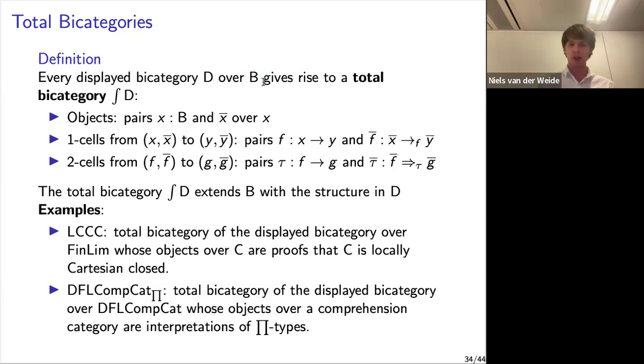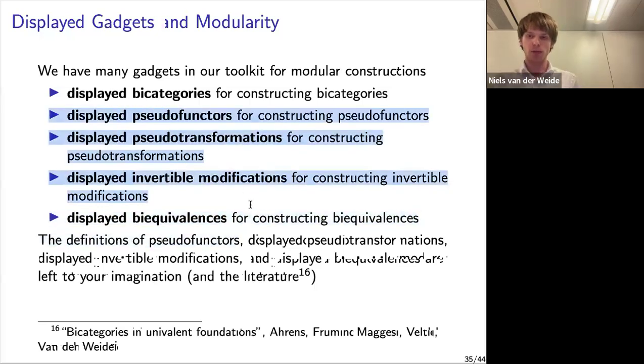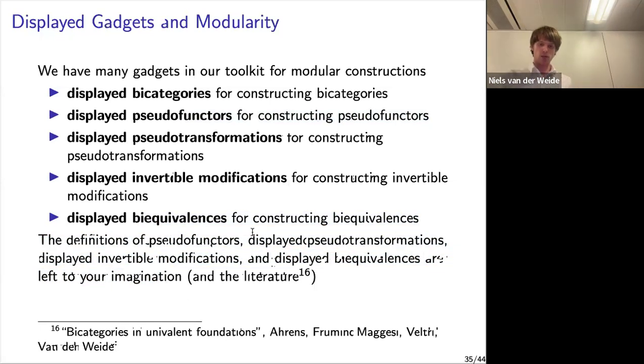And for the relevant examples, we can define LCCC as the total bicategory of the displayed bicategory over finite limits that says that C is locally Cartesian closed, so right adjoints to pullback. And similarly for comprehension categories with pi types, we just say, oh, pi types. And we can define many of these displayed gadgets: displayed bicategories, displayed pseudofunctors, displayed pseudotransformations, displayed invertible modifications, and displayed biequivalences. All of them we can basically define. And luckily for you, you don't have to see the definitions because that would completely fill the slide. So if you want to check what they are, the literature exists for a reason.